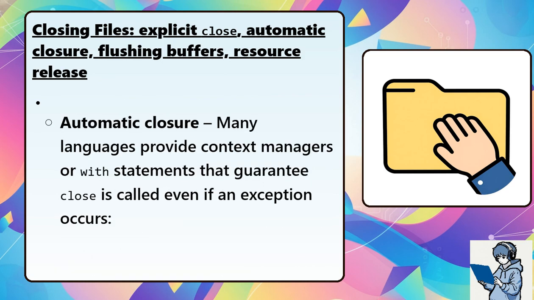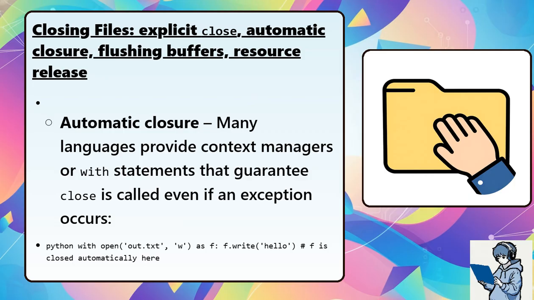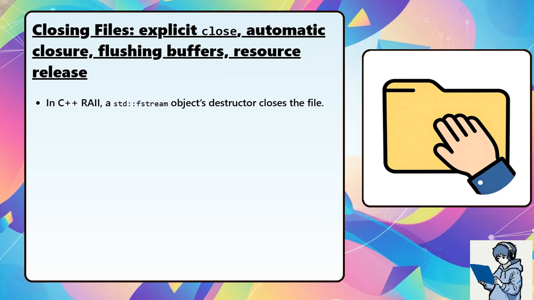Automatic closure. Many languages provide context managers, or with statements, that guarantee close is called even if an exception occurs. With open("out.txt", write mode) as f, then f.write("hello"); f is closed automatically here. In C++ RAII, a standard fstream object's destructor closes the file.